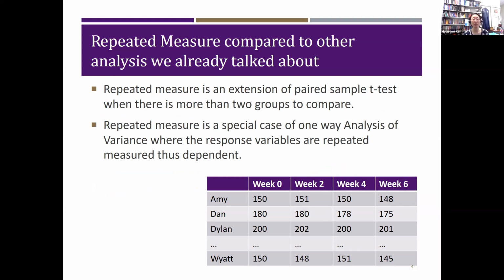Notice that if we focus on only week 0 and week 6, this is a paired sample t-test. We can compare before, week 0, and after, week 6, and see if there is a statistically significant difference in weight. Also, if we ignore the dependency of the data, meaning ignore the fact that each row is for the same participants, this is identical to one-way ANOVA, comparing mean weights for week 0, 2, 4, and 6.